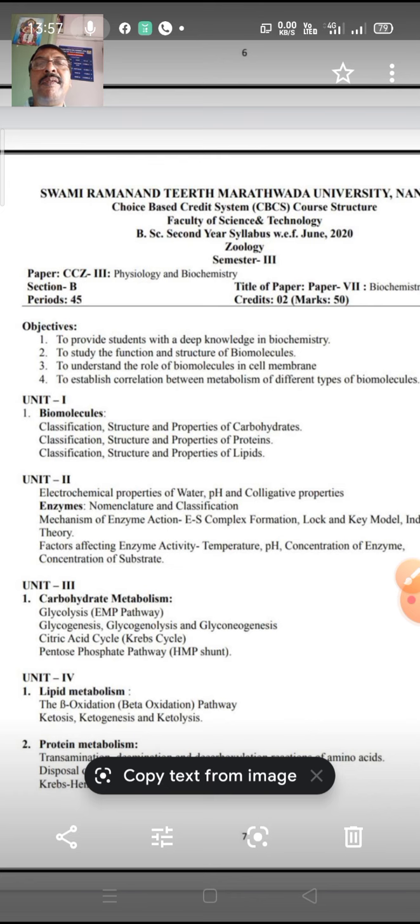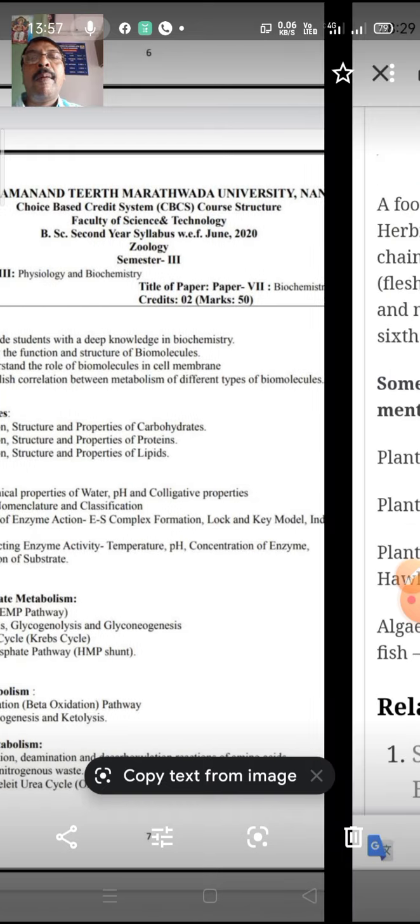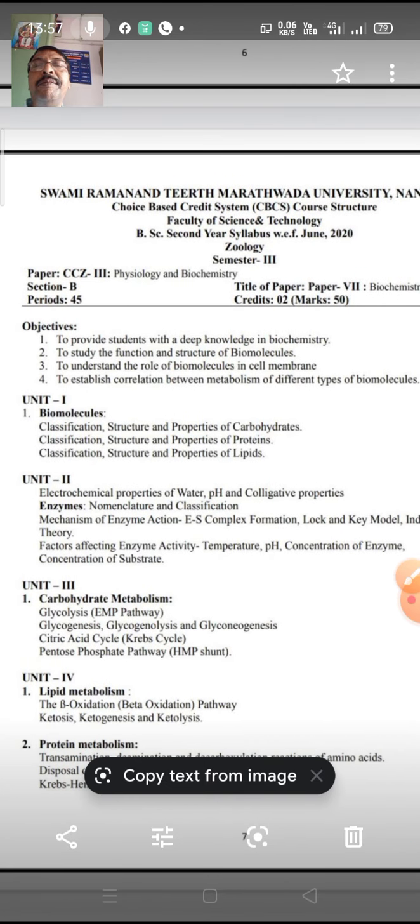Today we will discuss the new syllabus which is implemented from this year, June 2020, of BSc second year zoology, semester third, and paper number 7th, biochemistry. Now in this syllabus, there is a paper which is physiology and biochemistry, and the 7th paper is biochemistry. In this there are 4 units which we have to study.